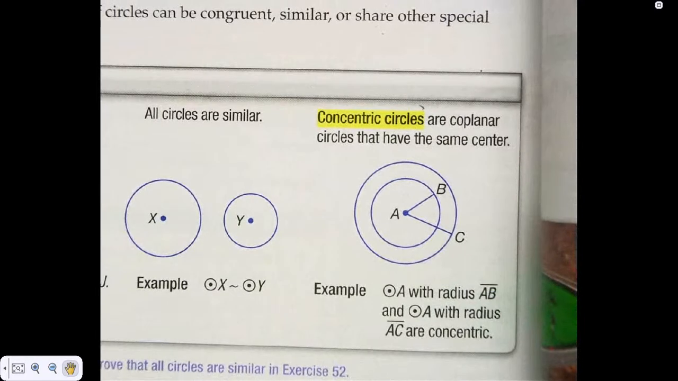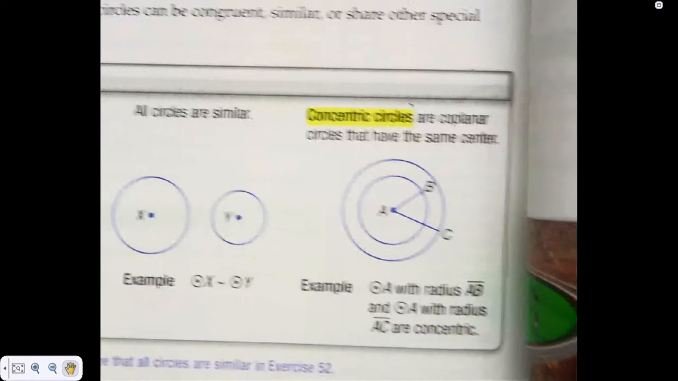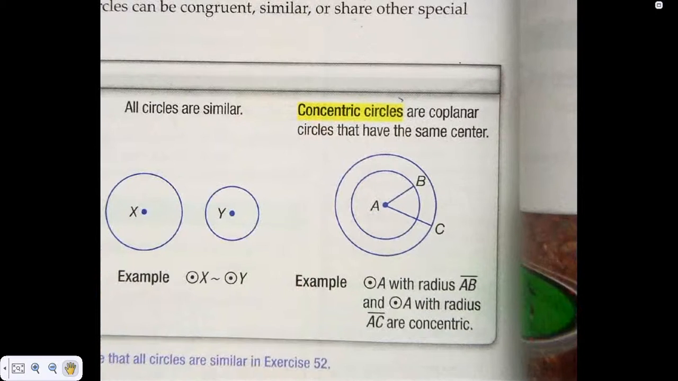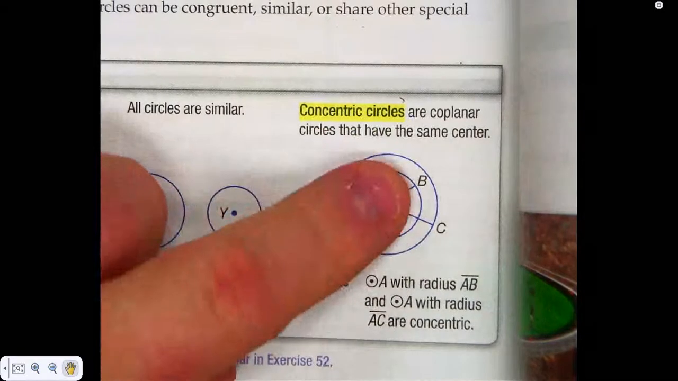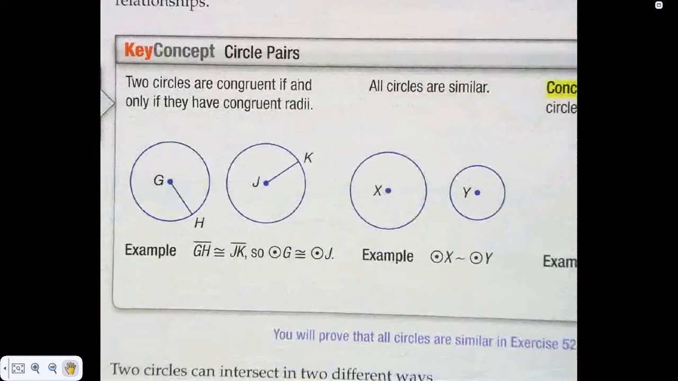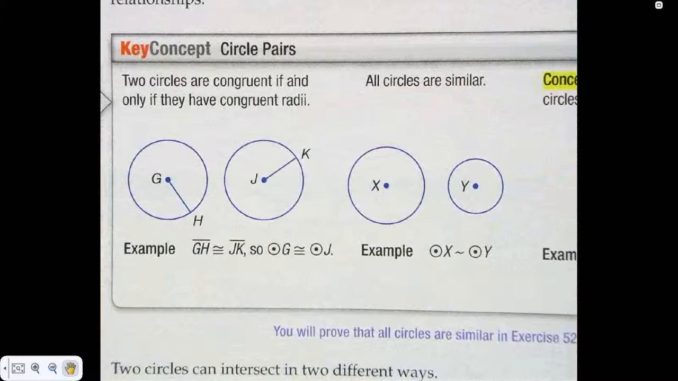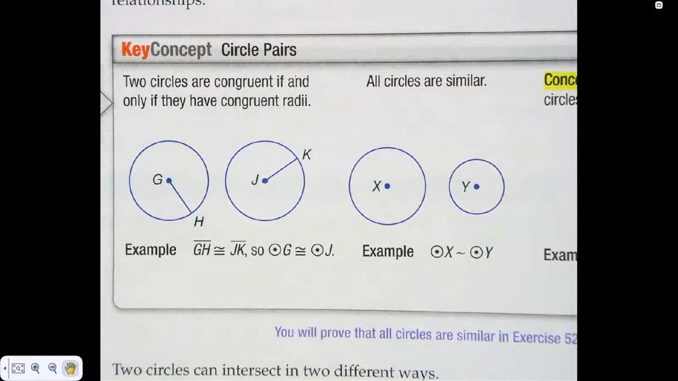All circles are similar. You don't have to write that down. The main thing, this is a definition, so let's write concentric circles down. You don't need to draw the picture. But you see how these circles have the same center? One's just bigger than the other. Then the other thing: two circles are congruent if they have congruent radii.